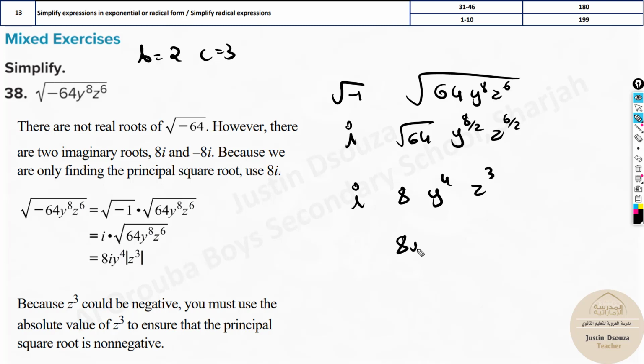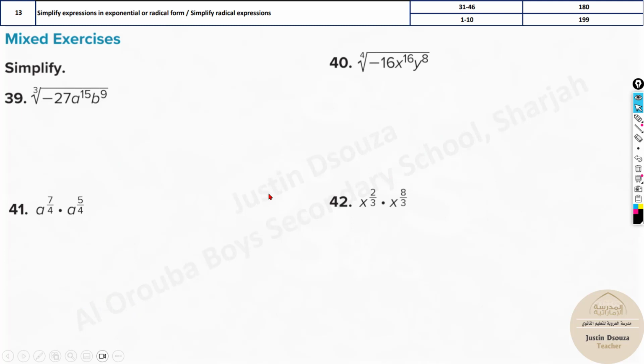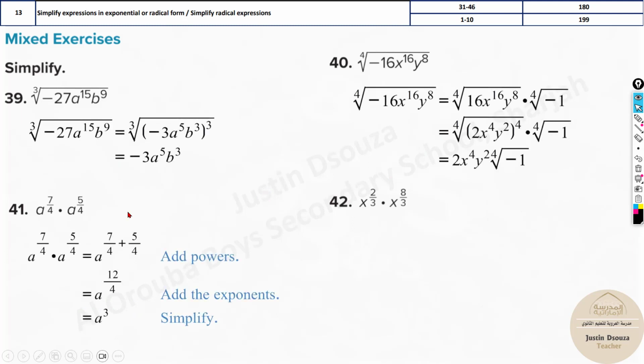Now let's write 8i, the constant first, then i, y to the power 4, but restrict z to the power 3 only to be positive. That's it. Because z cubed can be negative as well, which is not possible. So that's the thing. And these are again the same type. You can easily solve it by yourself.